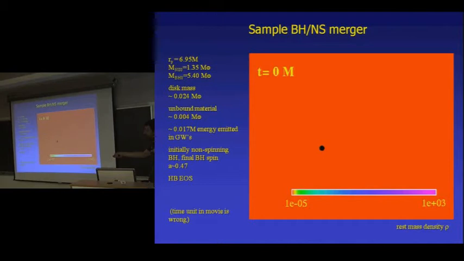But this is going to be a system with a non-spinning black hole. This is the point of closest approach. In this case, there's going to be one close encounter, a little bit of tidal interaction, and then it's going to merge. So there's the neutron star. The black hole doesn't really grow. You see, there's the initial interaction. There's a little bit of material that gets ripped off.